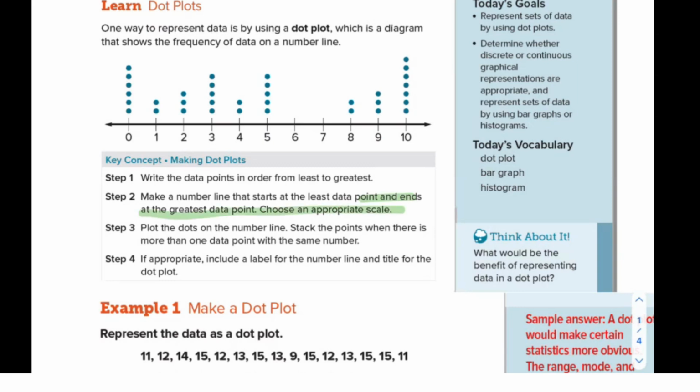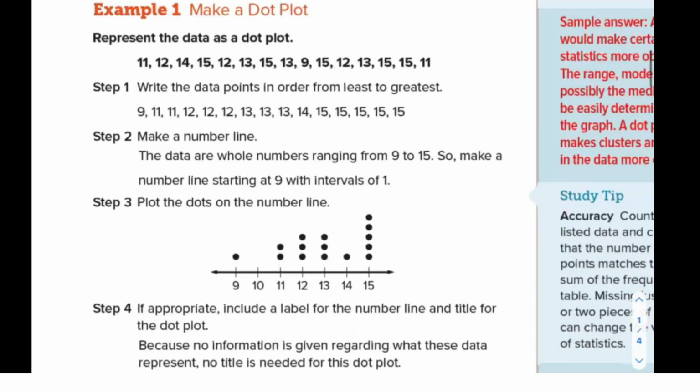Then plot the dots on the number line, stack the points, meaning put them on top of each other, when there is more than one data point within the same number. If appropriate, include a label for the number line and a title to show what this plot is talking about. Let's have a look at this dot plot.